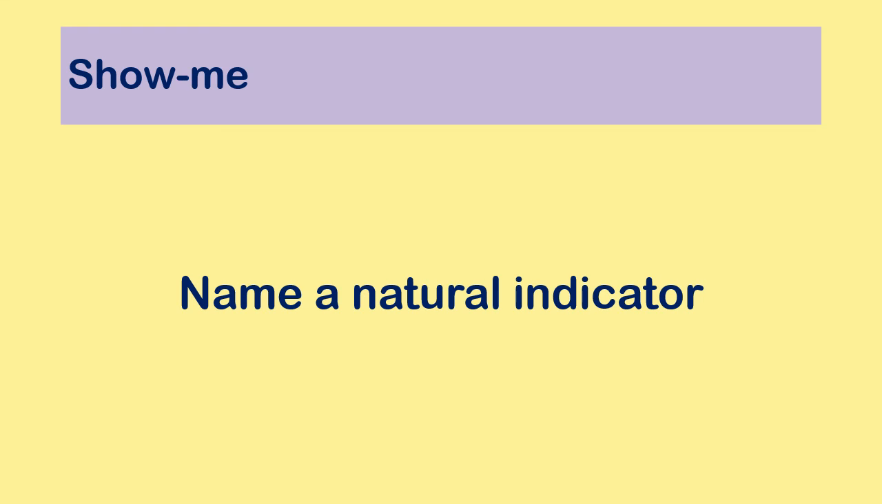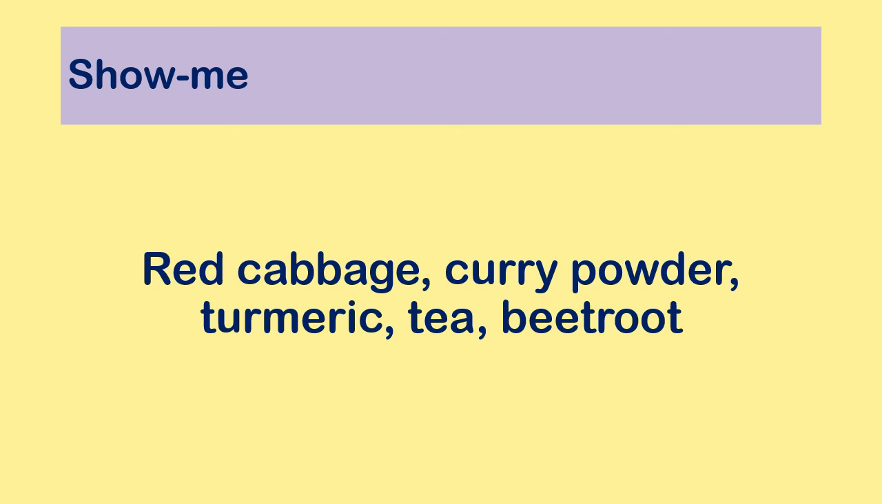Can you name a natural indicator? So an indicator that you find in nature. There are lots of different examples. Red cabbage, curry powder, turmeric, tea, beetroot, any of those can be used as indicators.